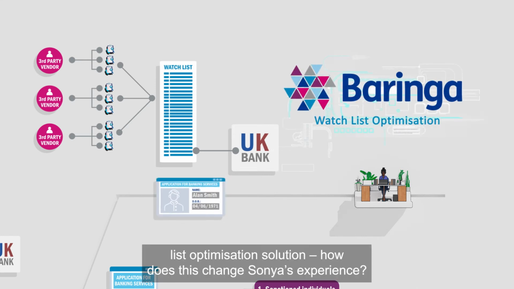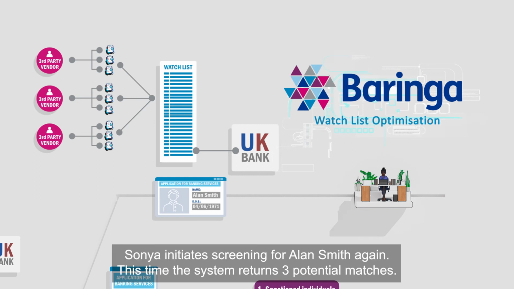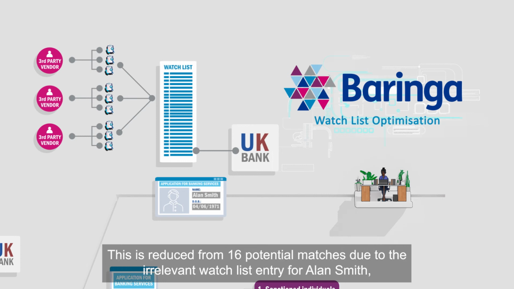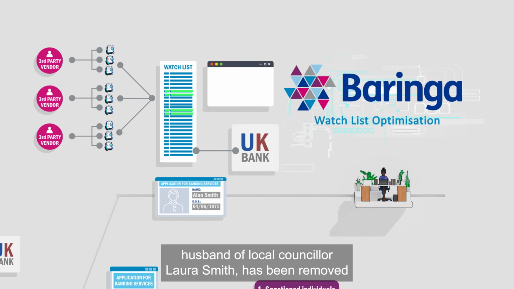How does this change Sonia's experience? Sonia initiates screening for Alan Smith again. This time, the system returns 3 potential matches. This is reduced from 16 potential matches because the irrelevant watchlist entry for Alan Smith, husband of local councillor Laura Smith, has been removed.